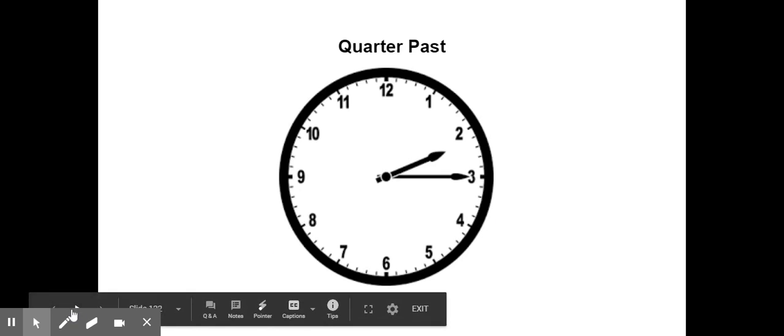Let's practice telling time with this clock. Will we start with the hour hand or the minute hand? If you said hour hand, you're right. Is the hour hand the long hand or the short hand? It's the short hand. Let's find the short hand. I'll color it pink.